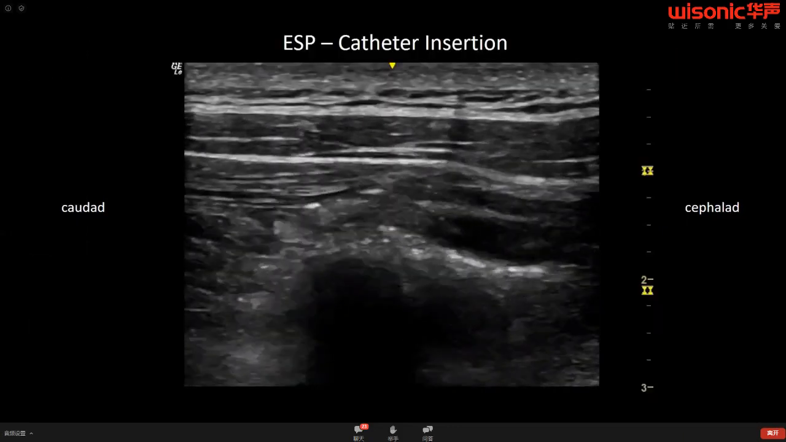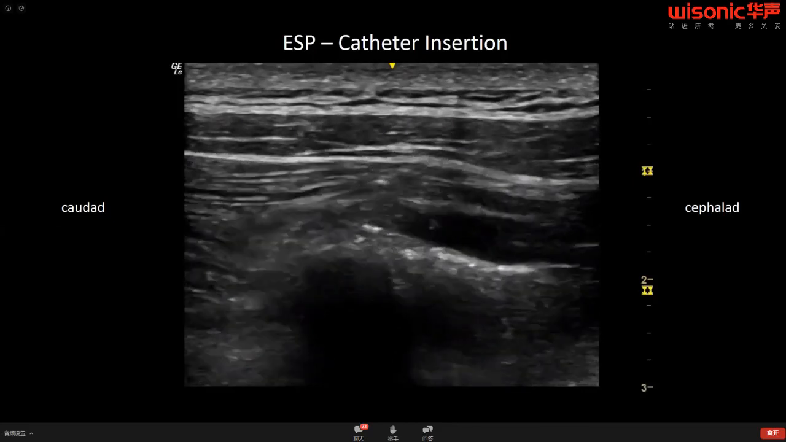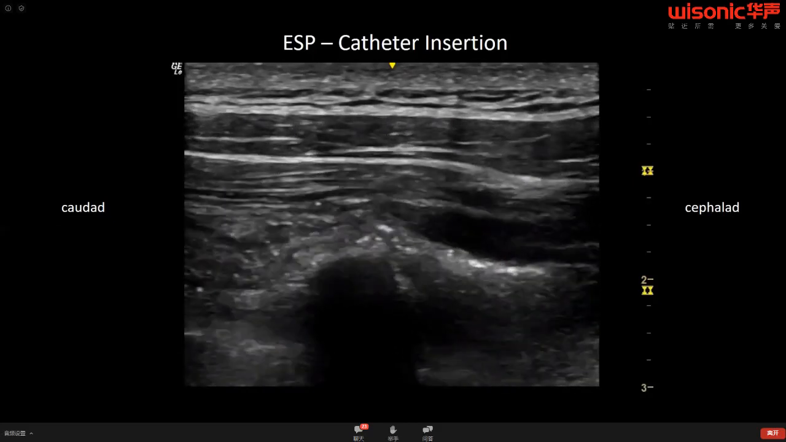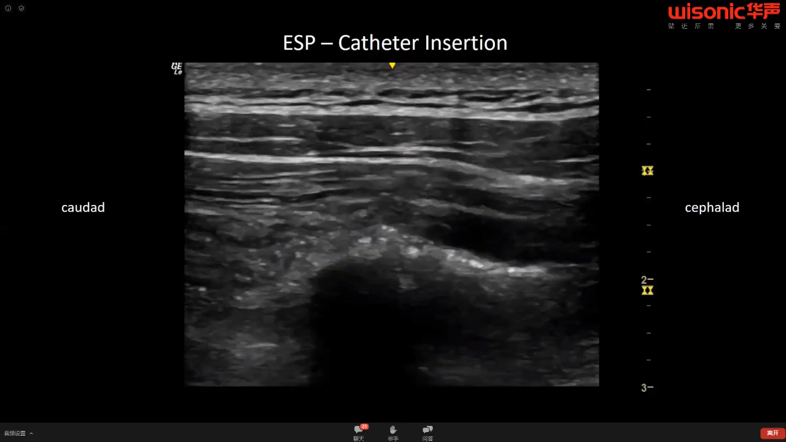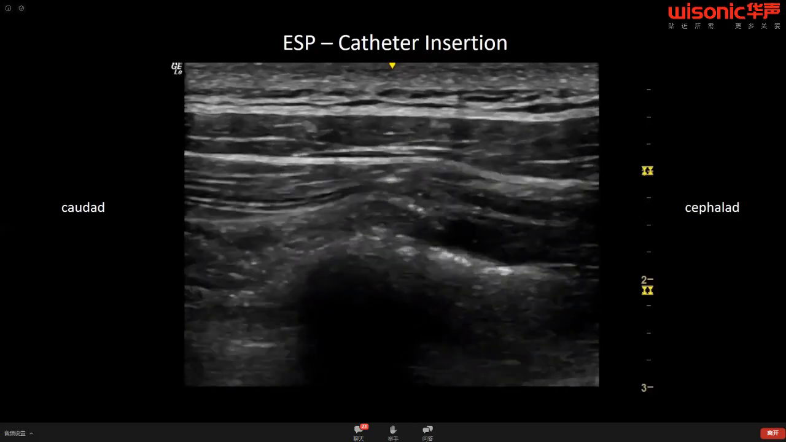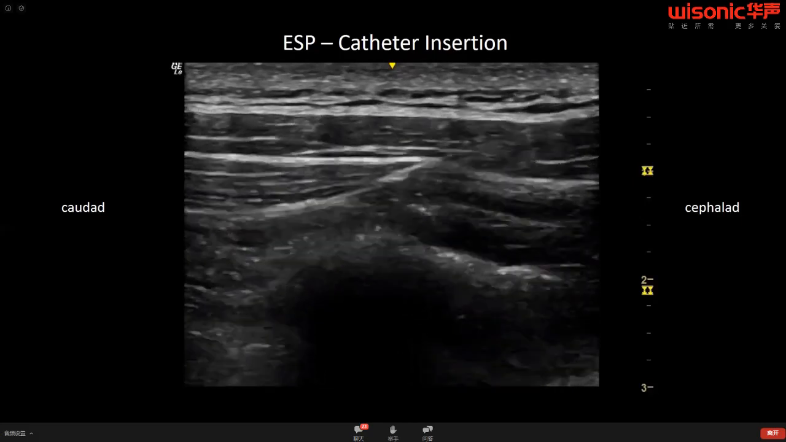Catheter insertion is also very easy because you advance the catheter in plane and the insertion can be followed very nicely with the ultrasound.